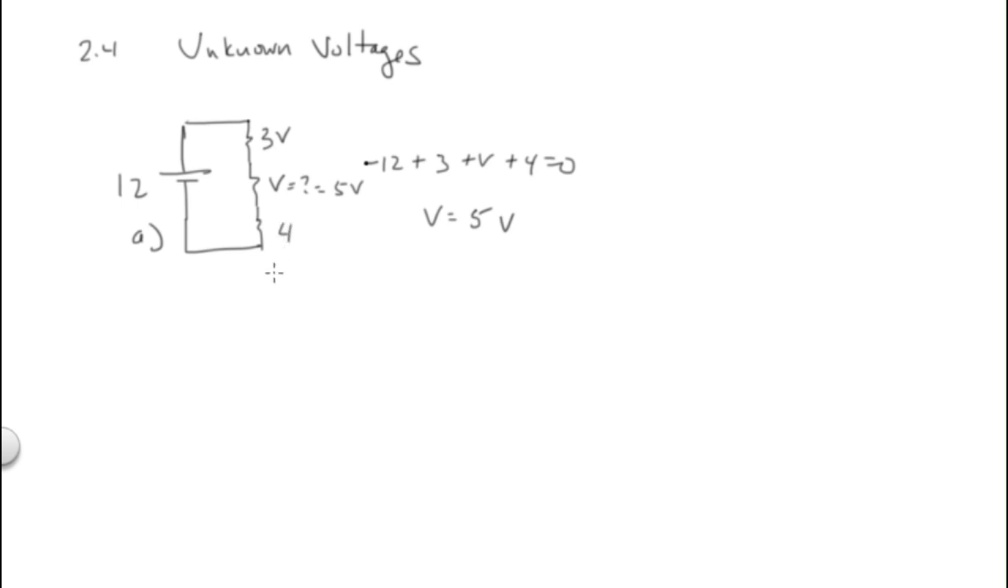B, we start with a voltage supply at unknown. Then we drop 8 volts here. We drop an unknown number of volts here. That's V1. We drop 4 here. And we drop 7 here.